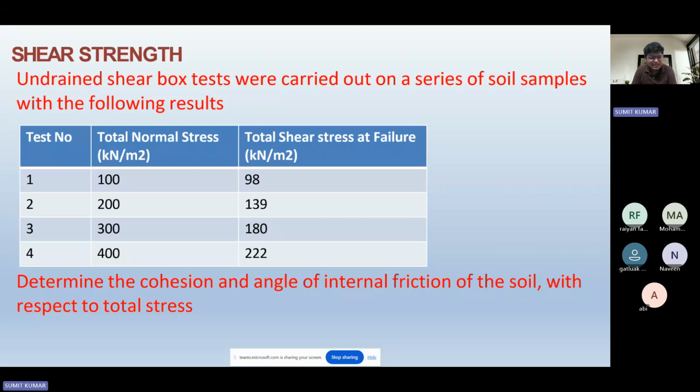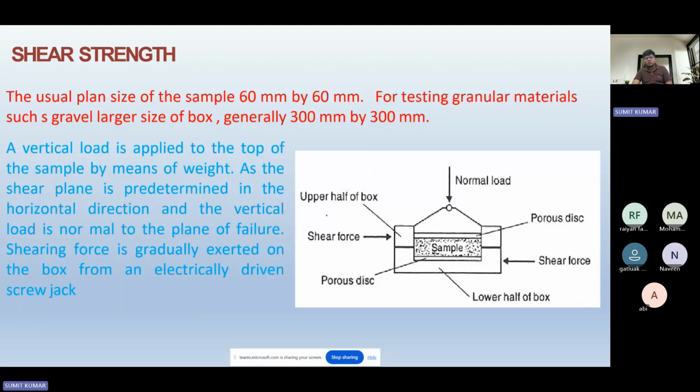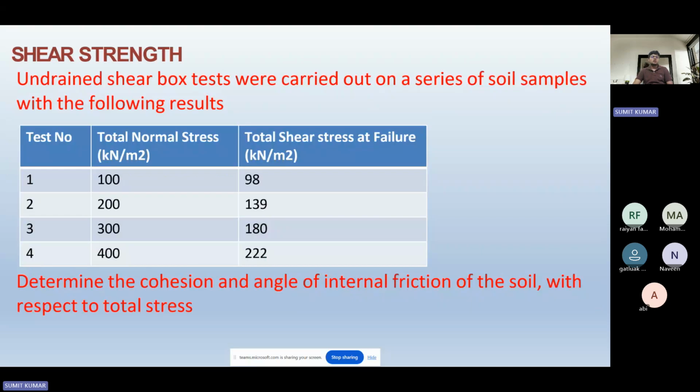In the first, it is mentioned that the total normal stress is 100 kN per meter square. This normal stress is shown in the figure, where the normal load is applied from the vertical direction. So the normal stress is 100, and at failure the shear stress is 98. Subsequently, 200 and 139 are the normal stress and the shear stress at failure. For the four normal stresses, the corresponding shear stress at failure is mentioned. We are asked to determine the cohesion and angle of internal friction of the soil with respect to total stress.